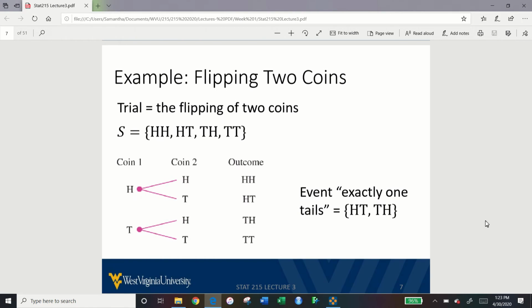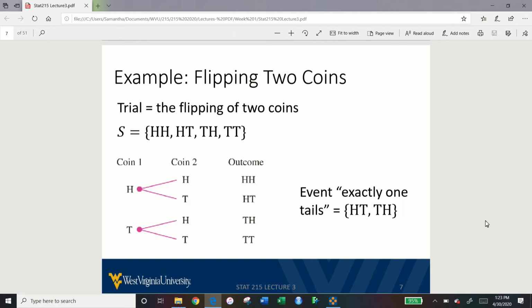When we look at a trial, say we flip 2 coins, and we'll assume that they're fair coins, then our trial is, again, the flipping of 2 coins. Our sample space is going to be HH, meaning heads, heads; HT, heads, tails; TH, tails, heads; or TT, tails, tails.